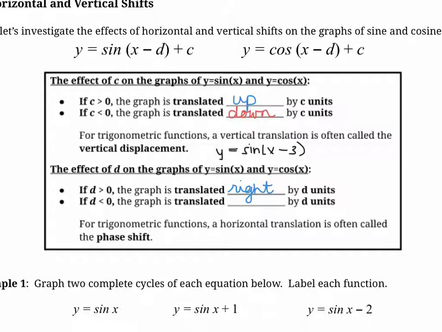And if D is less than 0, it would look like this. There would be a little plus sign in front of it because this is equivalent to saying x minus negative 3. And so our D value is negative 3, therefore it's less than 0, and the graph is going to go to the left. We've been calling this shift a horizontal shift. Another term that's used when we're working with sinusoidal functions is a phase shift. So vertical displacement is another way to say vertical shift, and a phase shift is another way to say horizontal shift. So make sure that you can recognize both of these terms.